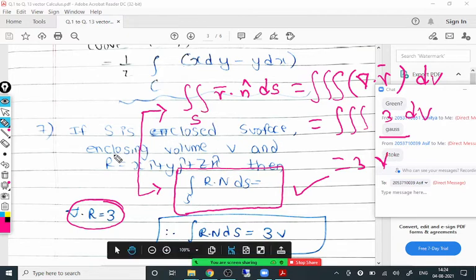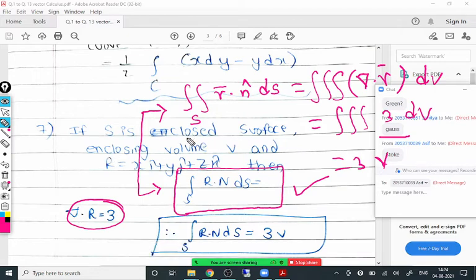Remember, whenever a closed surface is there, this is the keyword. A closed surface means you convert the double integral to the triple integral. And when it is an open surface, then we convert the double integral to the line integral. Is it clear?